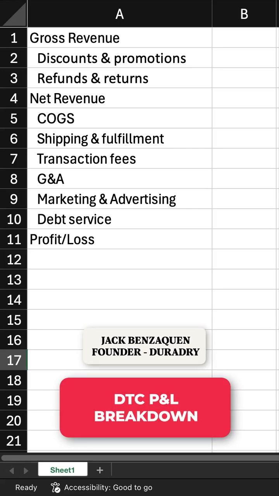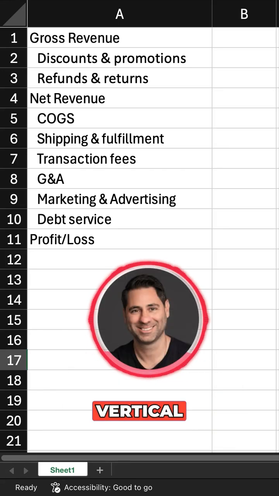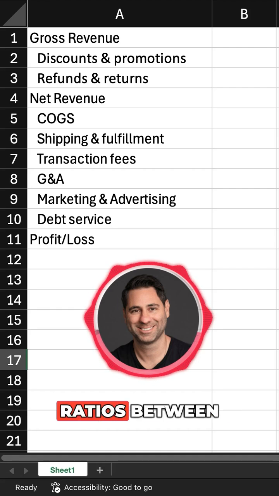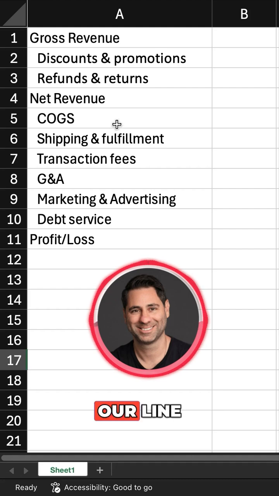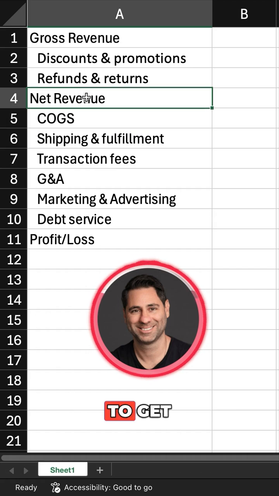Now we're going to start with the fun part, which is running vertical analysis on our P&L. Vertical analysis is very, very simple. It's basically creating ratios between our line items. And in this case, we're going to run these ratios against net revenue to get a better idea of our cost structure.